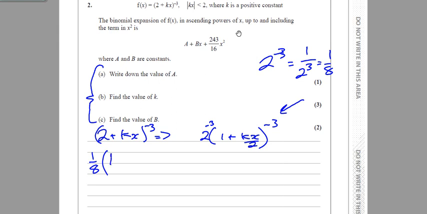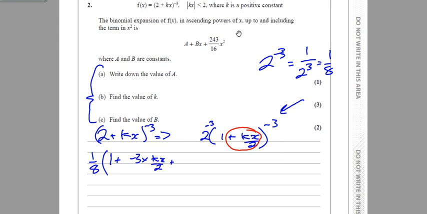So the first term is always 1. Next term is plus, and we do the power, which is minus 3, times x. Now when I say x, what I mean is everything inside here. That's going to be minus 3 times kx over 2. We'll simplify it in a bit.